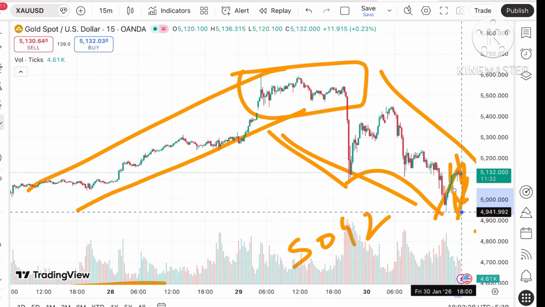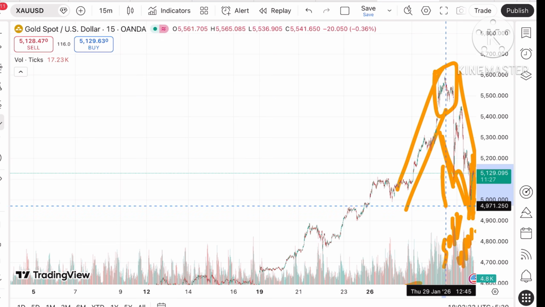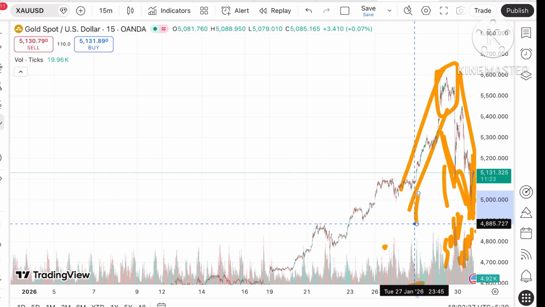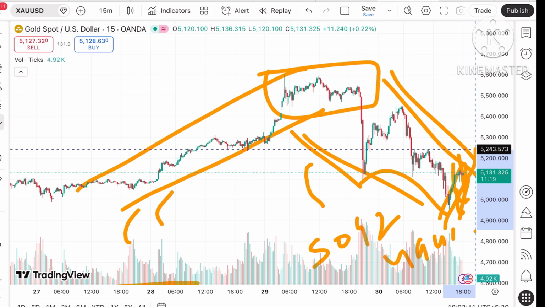This is the support, 5092, and then a level of 4941. These are the two supports. If those fall, we can see a further fall towards $48.85. These are the levels from where a bounce back can be seen, but if it doesn't bounce back, a further fall.